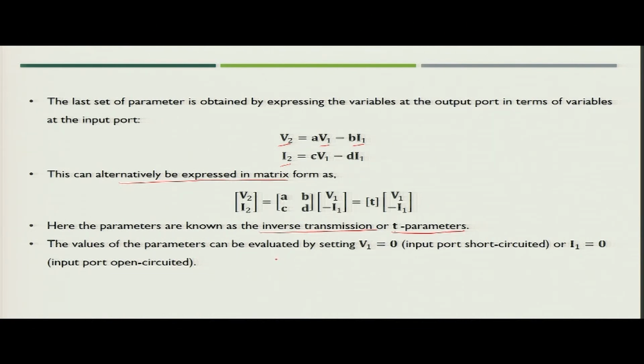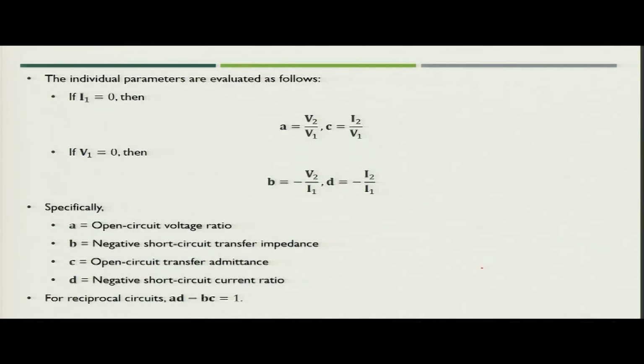You will apply the same criteria which we did in the case of transmission parameters. Here the value of parameters can be evaluated by now setting V1 equal to 0, that means output port is short circuited, and I1 equal to 0, that means input port is open circuited. How will you find the values of parameters?